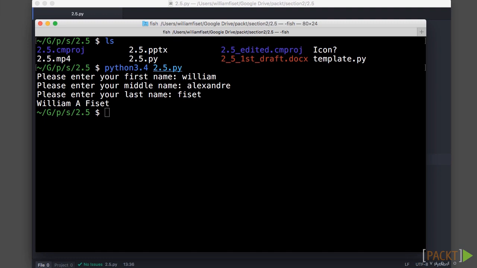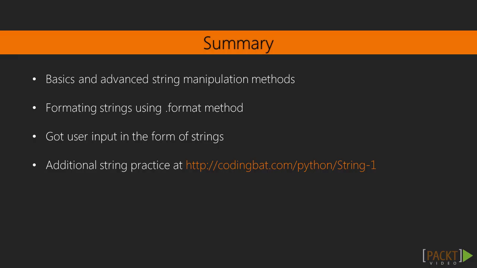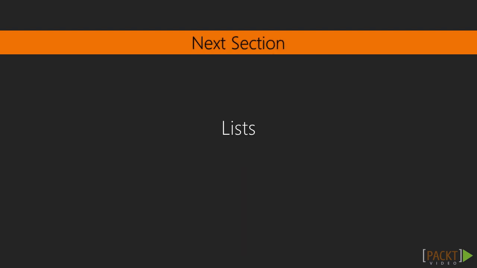In this section, we looked at how to do string manipulation in Python. We looked at how to use various string manipulation methods to transform our strings, including the count method, replace method, and we also looked at the format method, so how we could use that to nicely print a string to the console. And lastly, in this video, we looked at how to get user input in the form of a string. In the next section, we will be taking a look at Python lists, how we can use them and transform them.